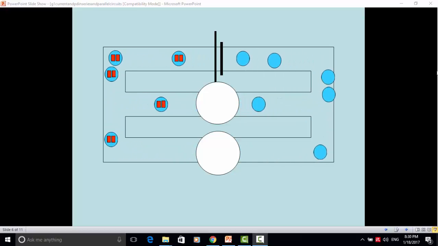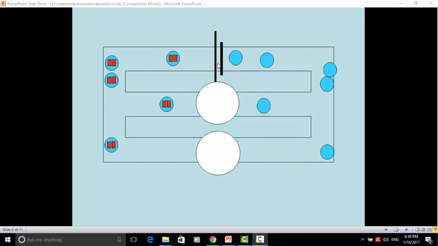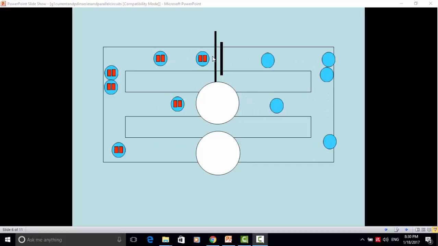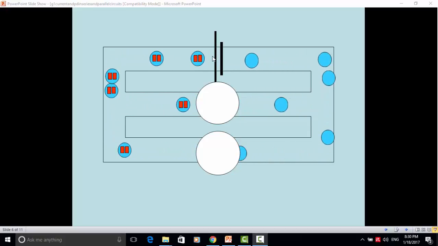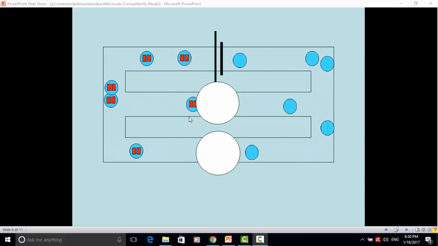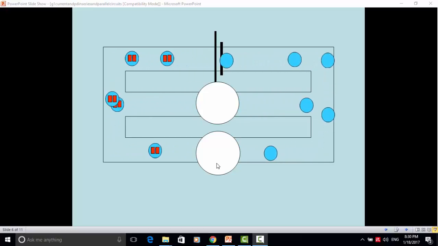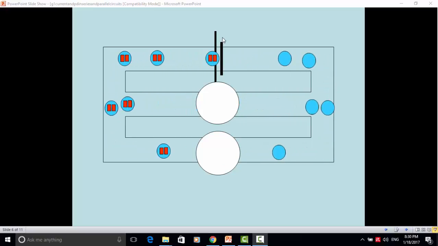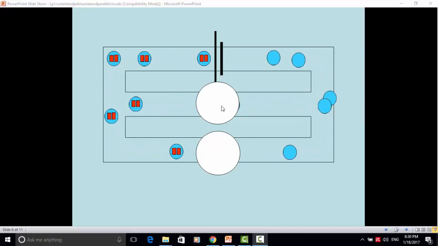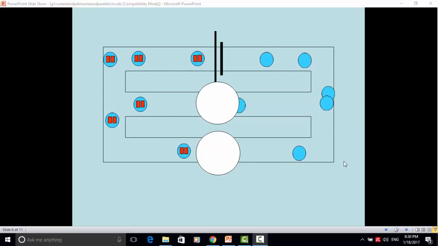The potential difference, or energy transferred, to the charges across the cell is equal to the potential difference, or the energy transferred from the charges to this lamp and to this lamp. So the potential difference across the cell is the same as the potential difference across each of the branches.